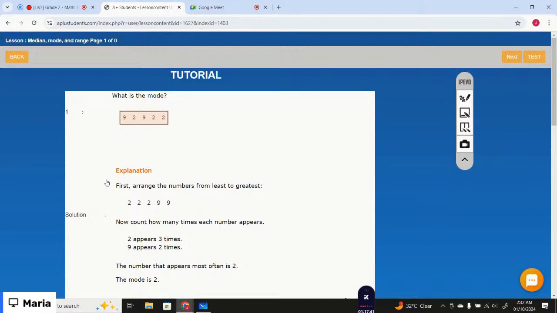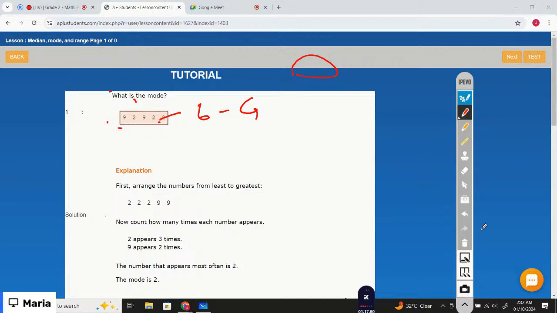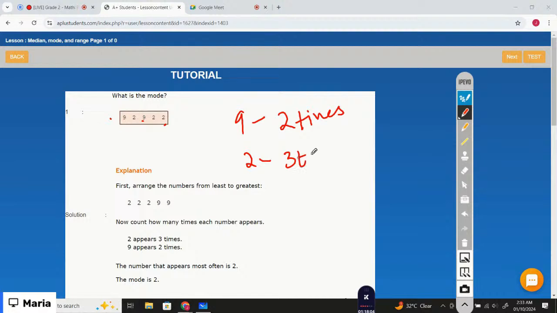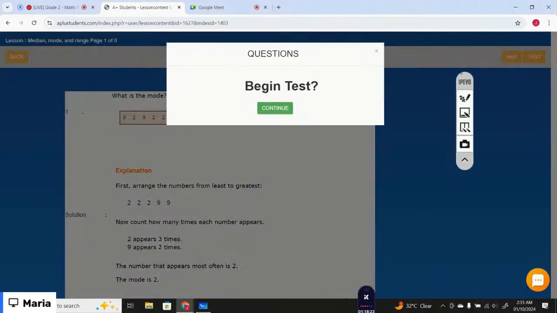So mode is the number that appears the most of the time in the given data, right? So just look at the given numbers. You have 9, 2, 9, 2, 2. You have 9 and 2 only. 9 you can see 2 times, and 2 you can see 3 times. So 2 appears the most of the time in the given data. So the mode value is 2. Got it? That is 2. Let's just start with the test questions.